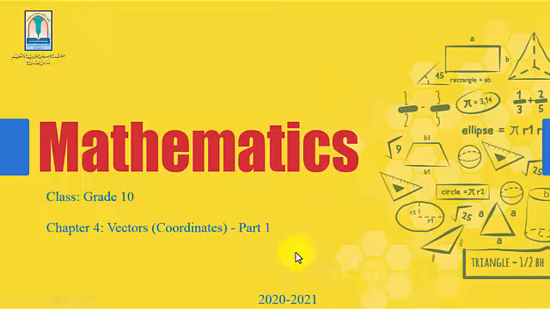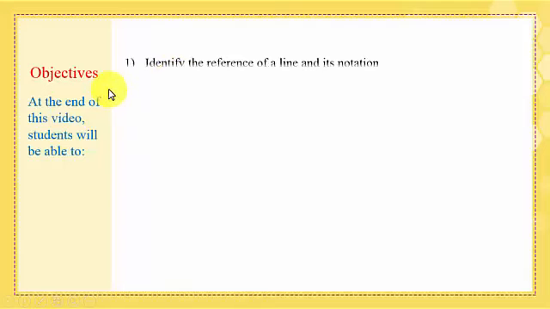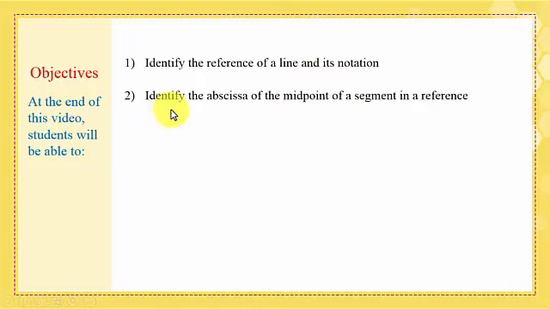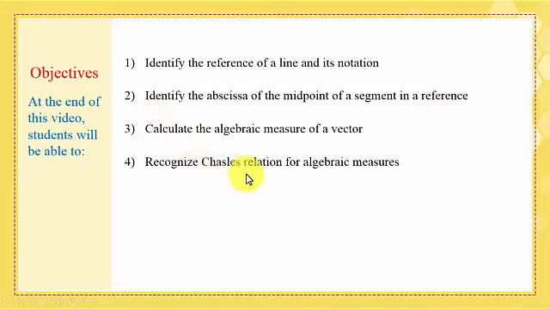We are going to explain part 1 of chapter 4, which is about vector coordinates. Objectives: identify the reference of a line and its notation. Identify the abscissa of the midpoint of a segment in a reference. Calculate the algebraic measure of a vector. And finally, recognize Chasles' relation for algebraic measures.